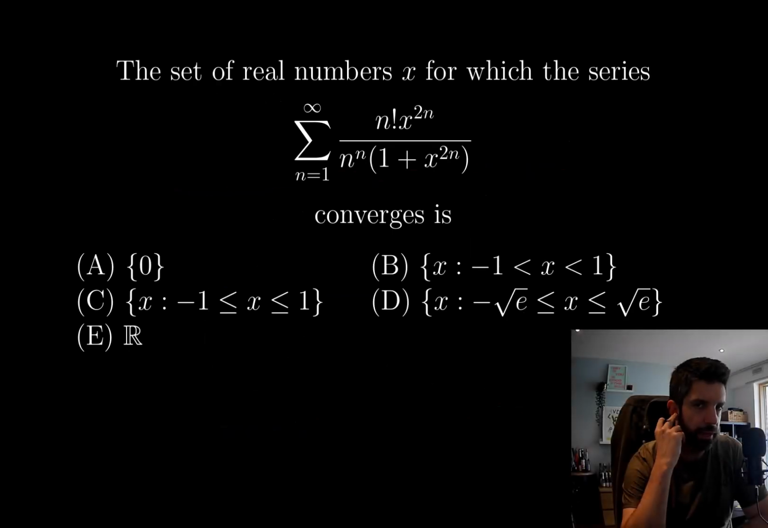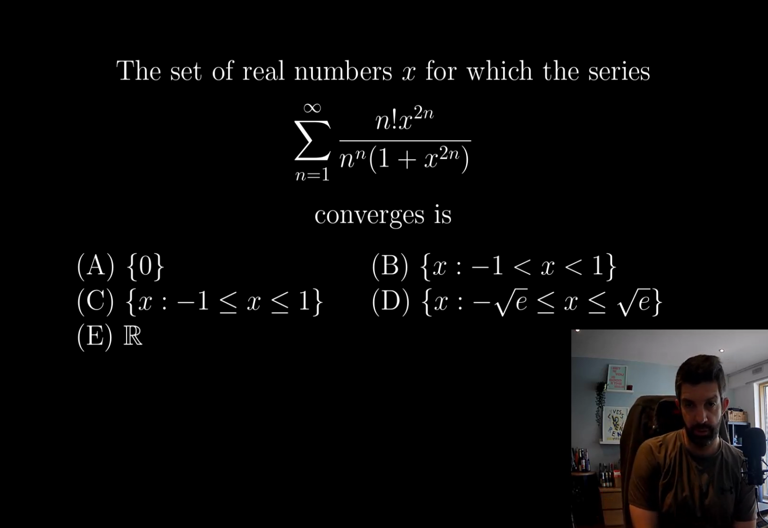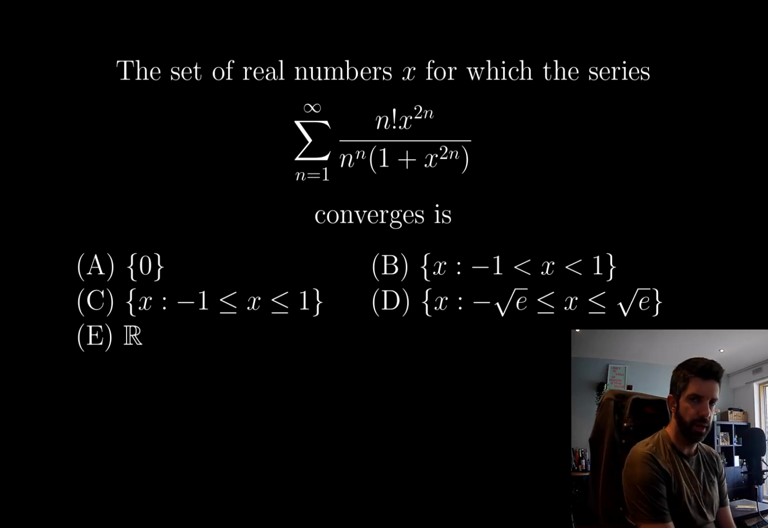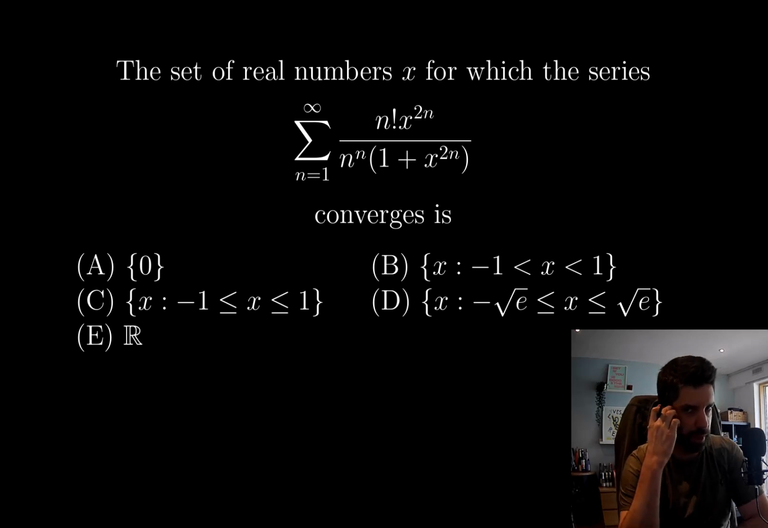The set of real numbers x for which the series, the sum as n goes from 1 to infinity of n factorial x to the 2n over n to the n times x plus x to the 2n, converges is... Oh my. I do not remember my series convergence test type things, or there's a formula for the radius of convergence of things like this.